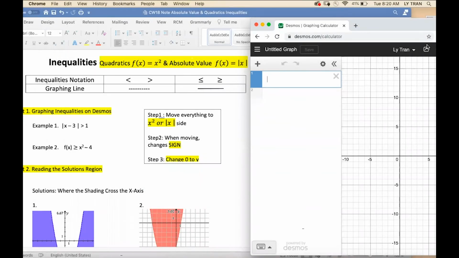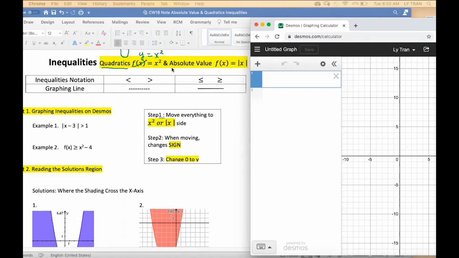Okay, everybody, today we are dealing with inequality for quadratic and absolute value. So let's remind you about quadratic. We have f of x equal x squared. This is nothing but y. So y equals x squared. The shape for quadratic, if you remember, looks like a U shape.